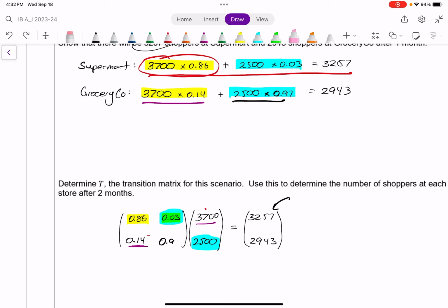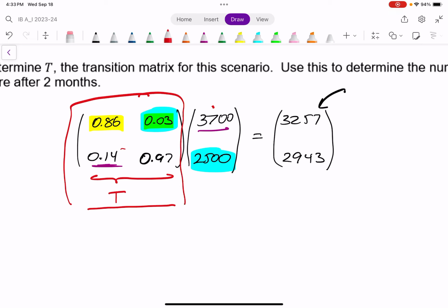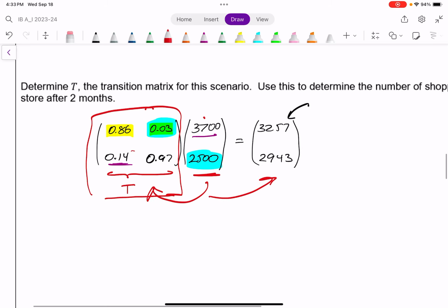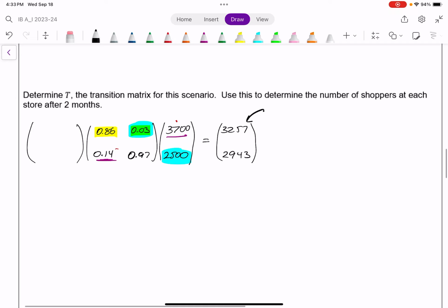Let me clean up all my highlighting here. This part right here we call a transition matrix, and I'm going to call it T. And essentially, every time I multiply by this matrix, what happens is all these customers shift around. And so if I multiply the initial amount times T once, I get this. That said, if I want to find how many shoppers there are after 2 months, all I need to do really is take this transition matrix and just multiply by it one more time.